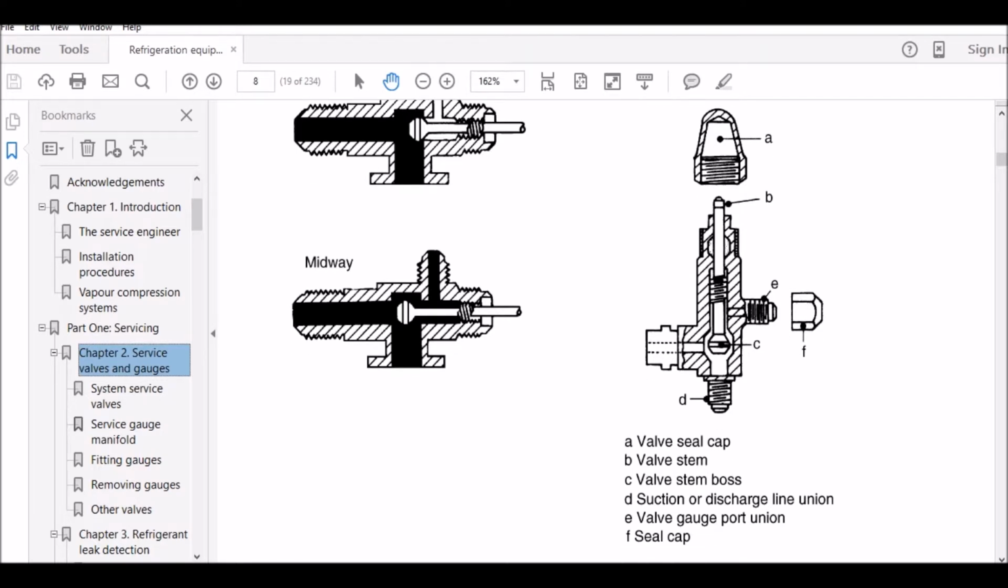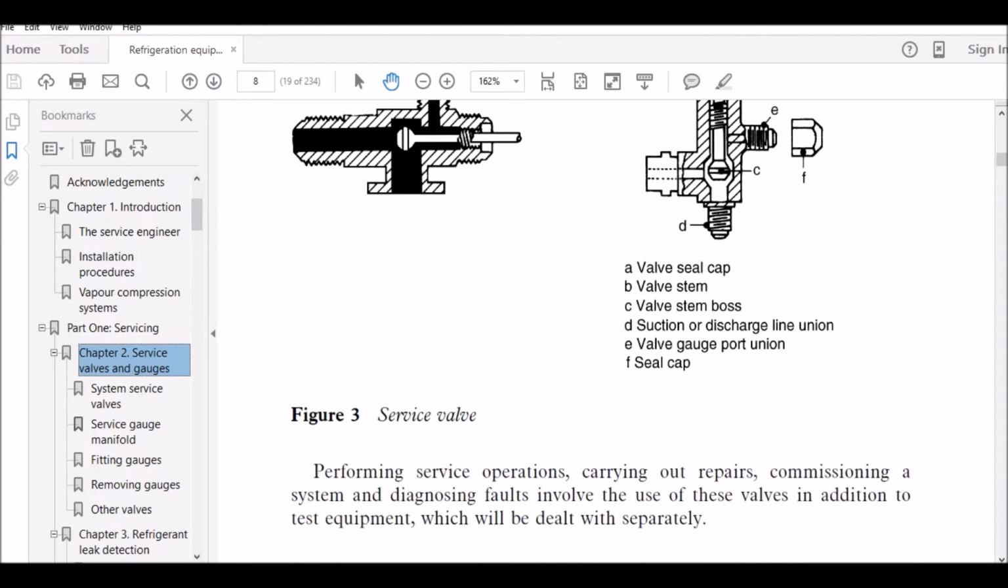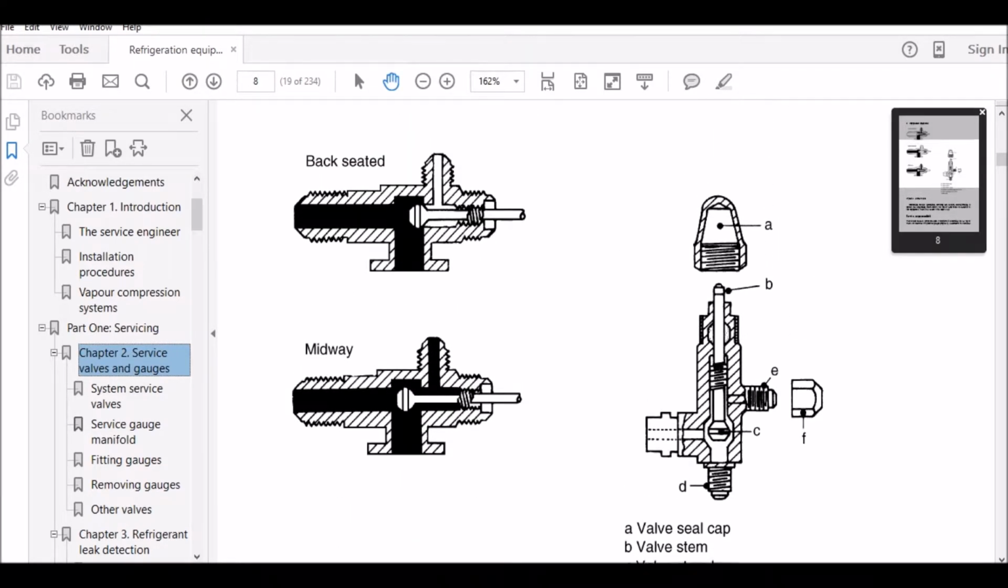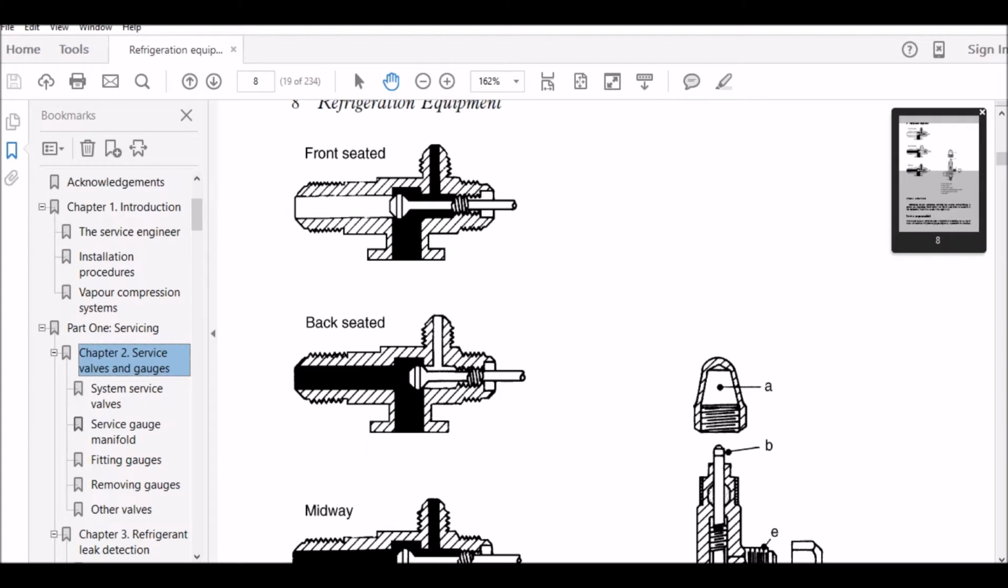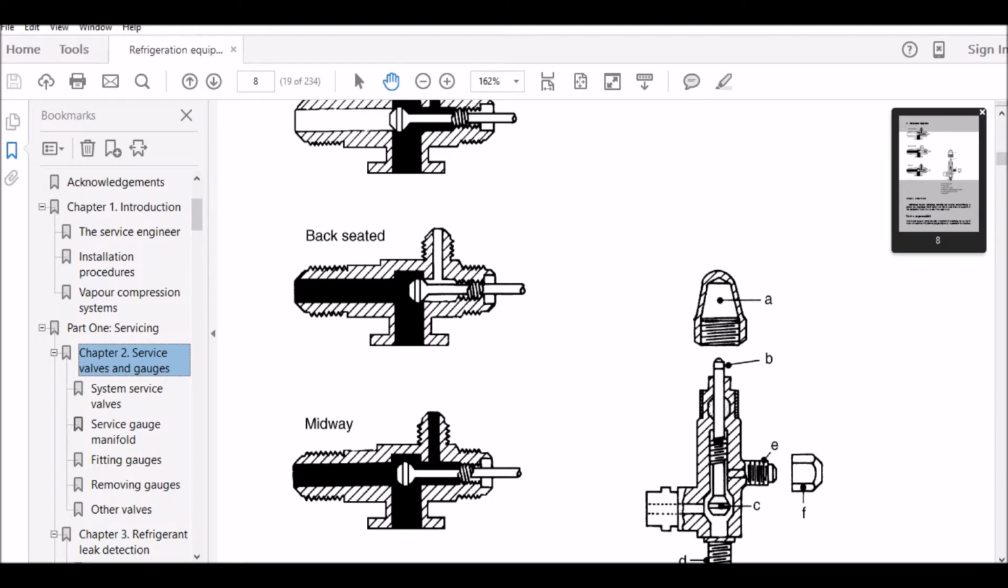So F is the seal cap. So when there's no cap on my service port, we do not want this valve stem to be in the cracked or midway position, or even the front seat position, which is all the way forward. I think there is further on, but I won't go into it now. Is it up here? Yeah, there it is. There's the fully front seat position. Because if it's in the fully front position, you can still see the black is exposed to the service port. So we don't want to remove this cap while this valve is in a front seated position. So we must always satisfy ourselves that this valve stem here is in the fully back seated position before we ever remove this cap here.